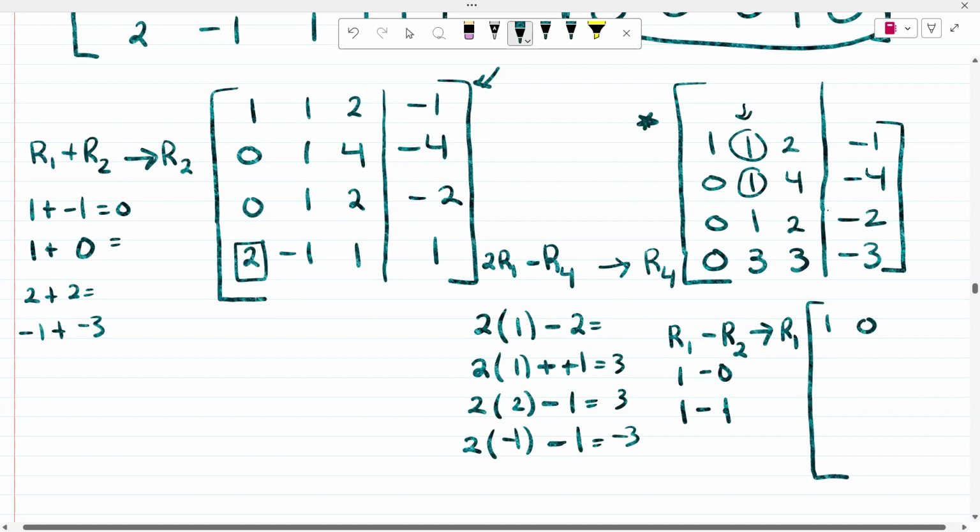Third number in row 1 is 2, minus third number in row 2, which is 4. So 2 minus 4 is -2. Put a straight line. And then keep on going. Last number in row 1 is -1, minus last number in row 2, which is -4. Two negatives become a positive, so 4 minus 1 is 3. And then we didn't mess with these rows, so just rewrite them.